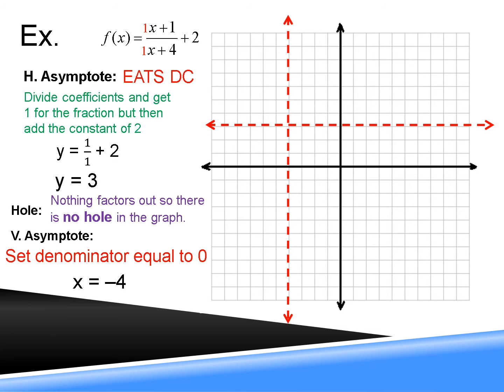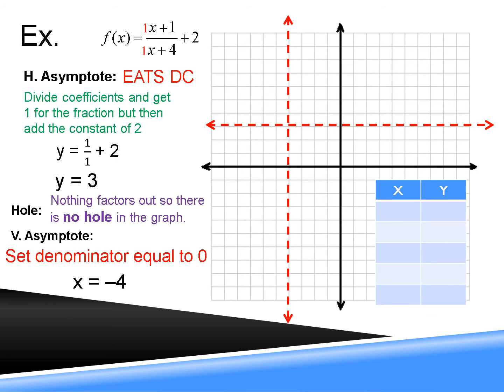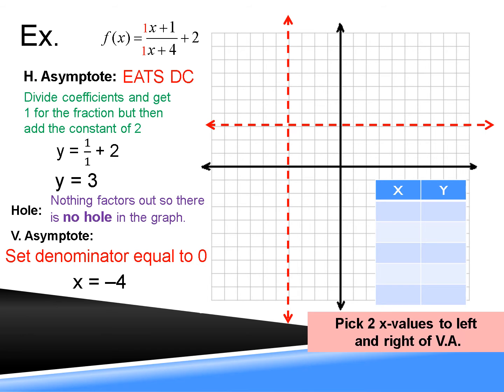Okay, so step 1, horizontal asymptote. Step 2, was there a hole? Step 3, vertical asymptote. Step 4 is our table of values. Remember, vertical asymptote and undefined go right there in the middle of my table. Negative 4 and undefined go right there in the middle.